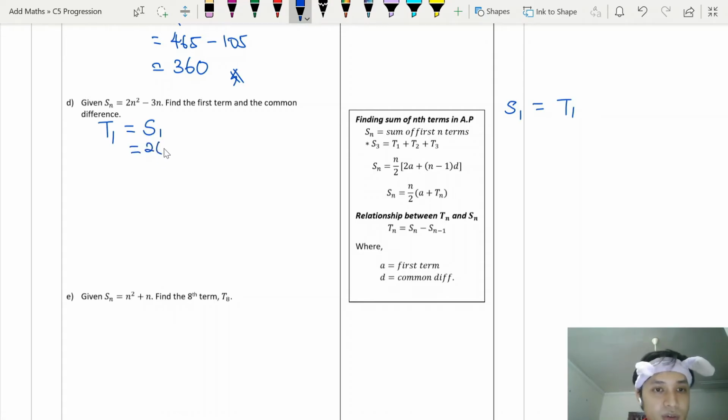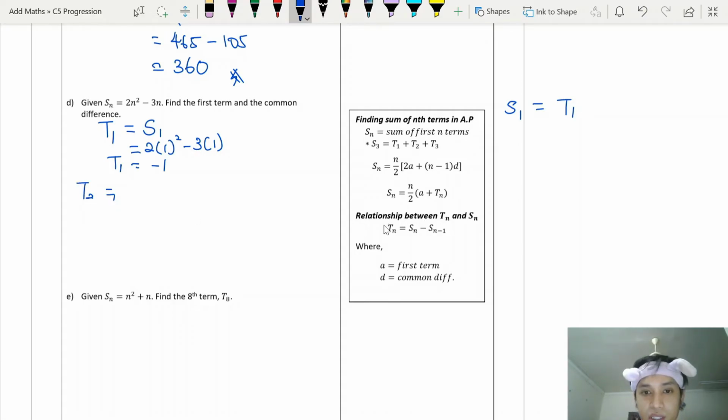So T1 will always equal your S1, meaning my first term is, I substitute the value here. 2 minus 3, this is negative 1, meaning my first term is negative 1. So this is my a, basically. Now remember, if you want to calculate the common difference, we need your second term, so T2. How do we calculate T2?